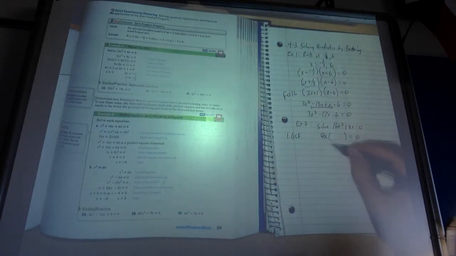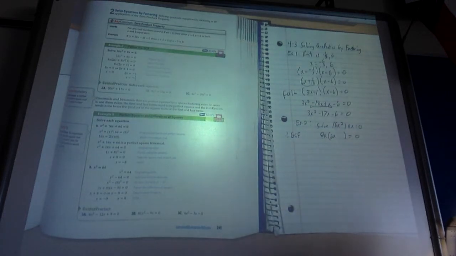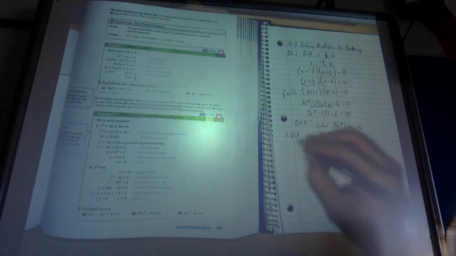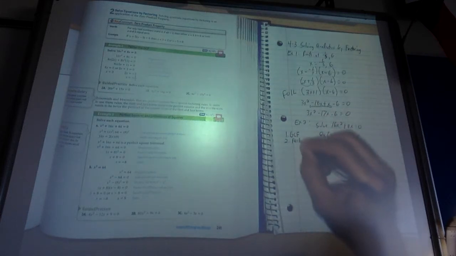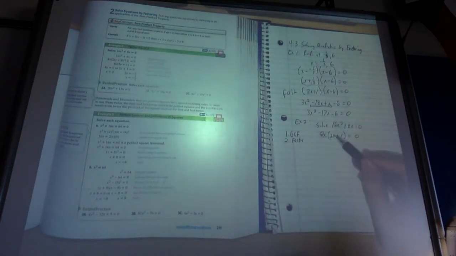Remember, 8x times something is 16x squared. Well, 8 times 2 is 16, and x times x is x squared. So 8x times 2x is 16x squared, and then 8x times what is 8x? Obviously, positive 1. Something times 1 gets itself. We need that 8x to be there. So this is factored out. So we GCF, and then we try to factor it. Well, we can't factor it because we're already good. There's no more quadratic left here.